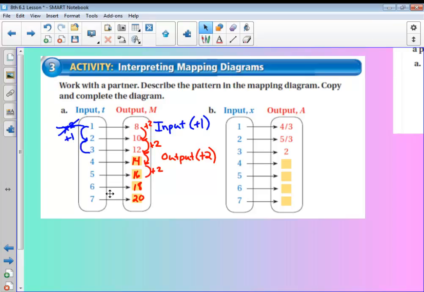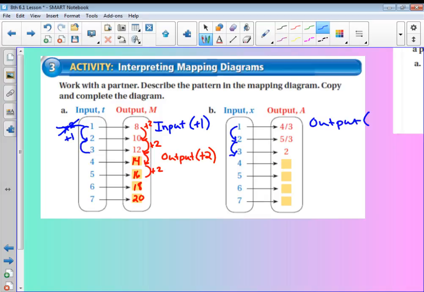So letter B looks like it's a +1 again. So input, sorry, not output, input is +1. And our output, we're going to have to figure out, looks like we're working with some fractions. Okay, so from 4/3 to 5/3, looks like we're doing a +1/3. So if I add 1/3 to 5/3, that would give me 6/3, right? Which is the same as 2.